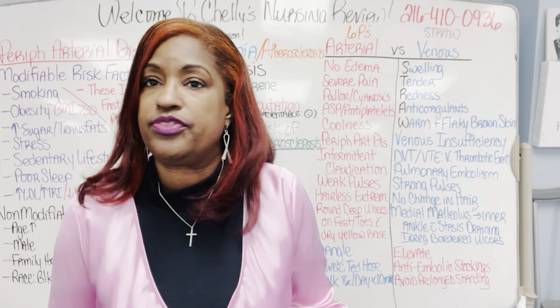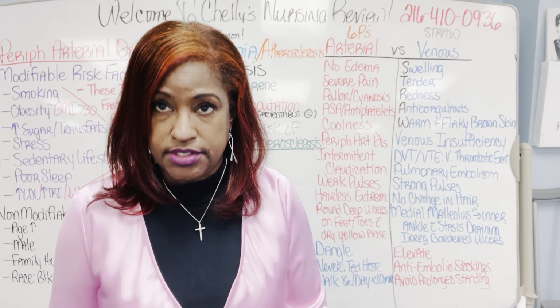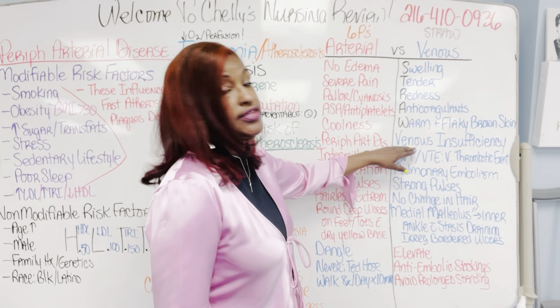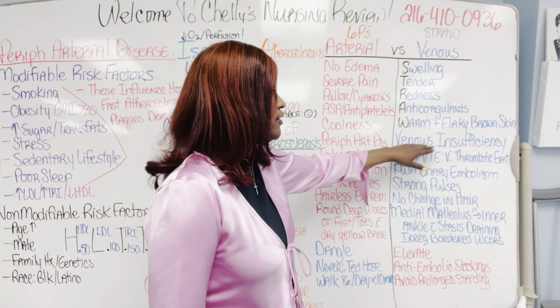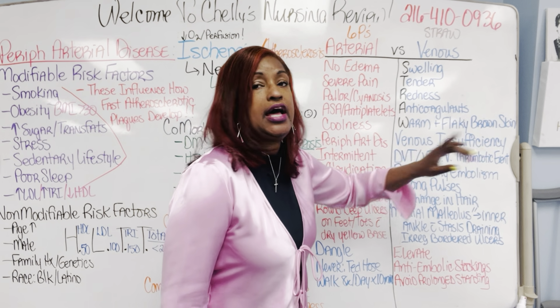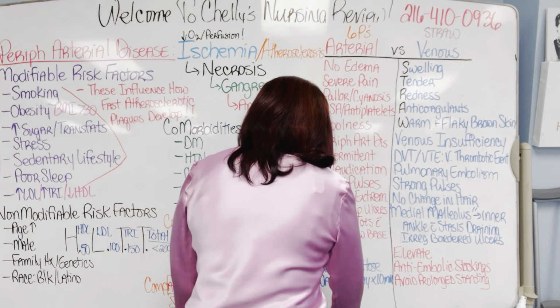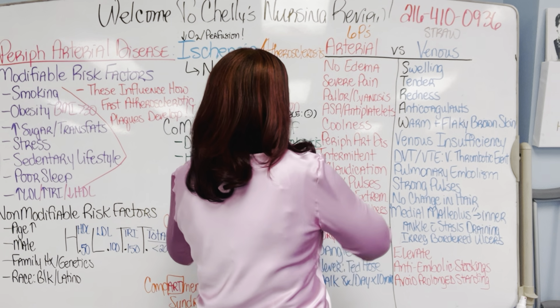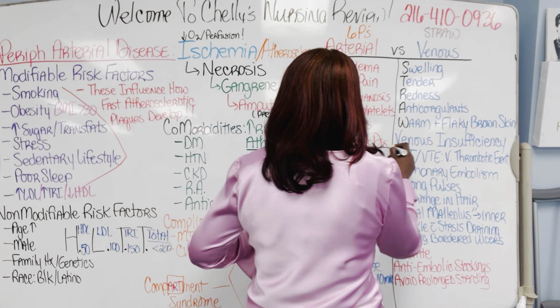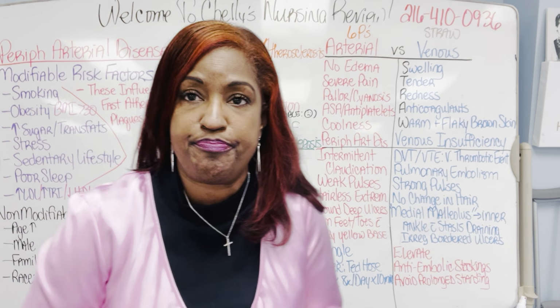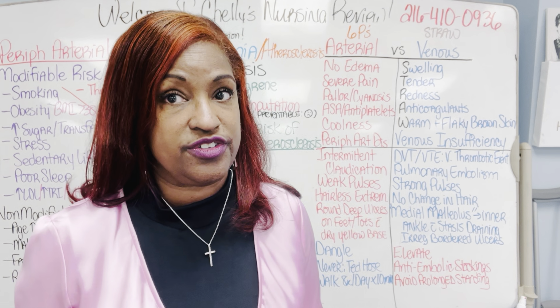That does not fit peripheral arterial disease. It doesn't. Okay, stay with me. Now, what is that called? Well, it's called venous insufficiency. Let's stop right here and look at our arterial side. Let's compare this with the patient that has arterial disease. Let's look.